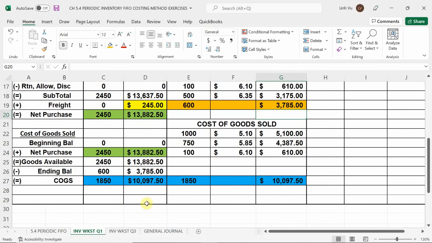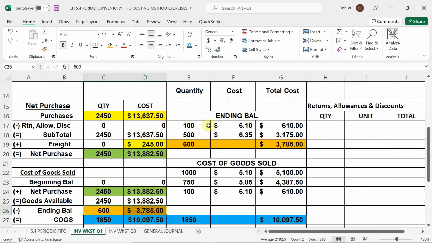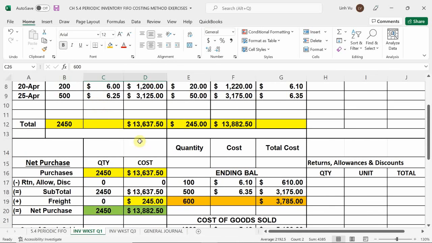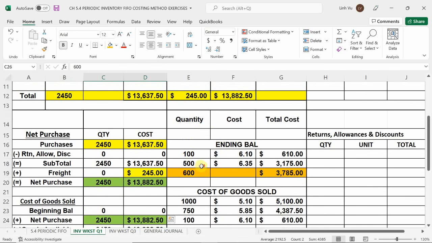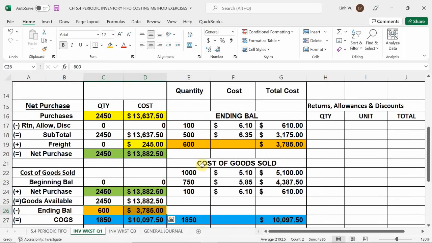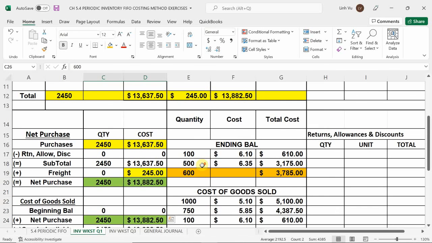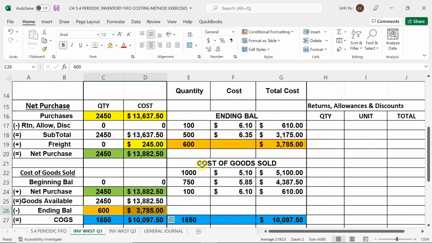Okay? And again, that's going to be from here. So you could choose to solve it either way, whether you're taking your goods available, minusing your COGS to get your ending balance, or you can simply solve your ending balance by taking the numbers that you have left over and plugging it in here. Okay? Any questions here? No. Okay? So again, I'm using color so you guys know where all these numbers are coming from.